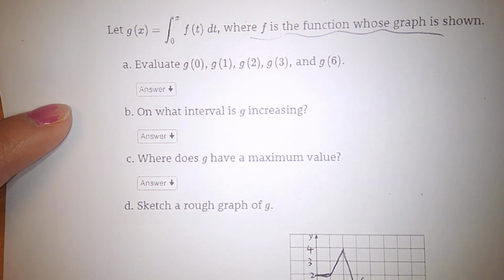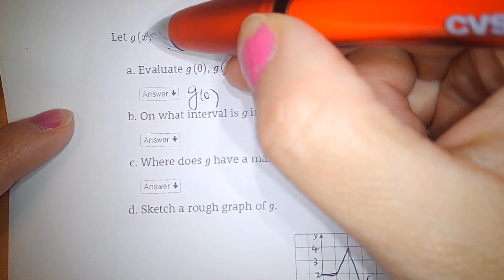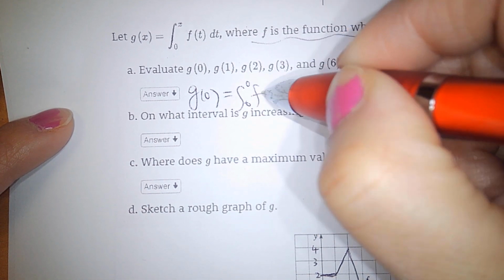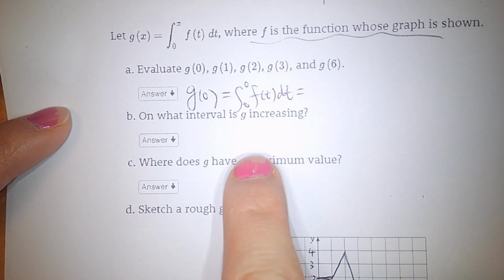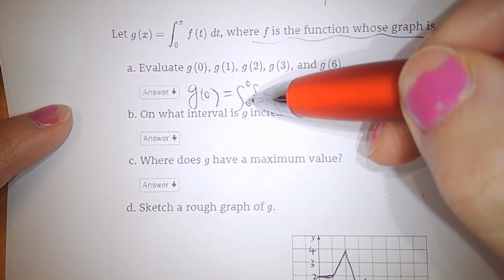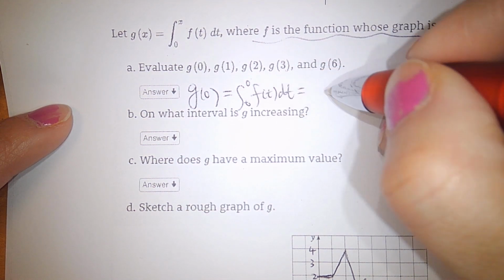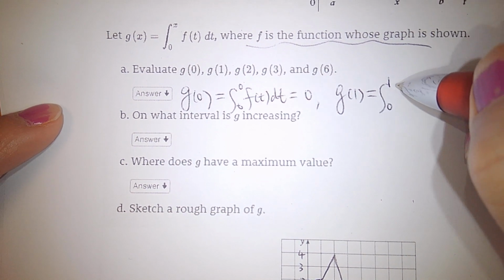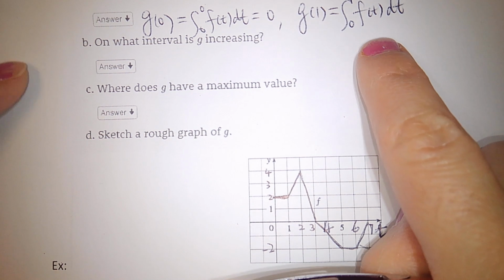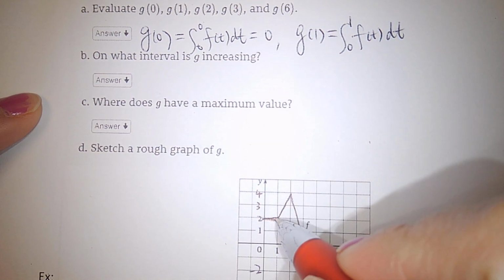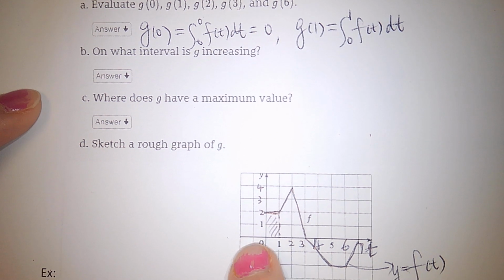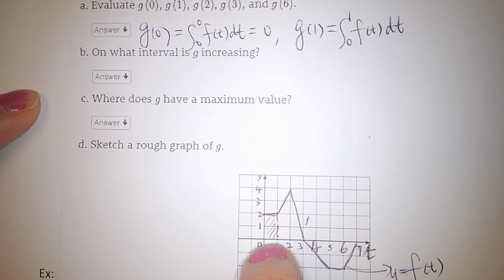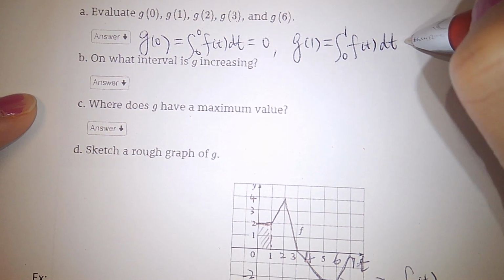What does g of 0 mean? It means this x has to be replaced by 0. So we should have the integral from 0 to 0 of f of t dt. It is going to be 0. Remember, no area, or a to a. Remember we learned that property. So it's 0. How about g of 1? The integral from 0 to 1 of f of t dt, or geometrically it is the area of the shaded region. So what is the area of this rectangle? Yeah, 1 times 2, 2.